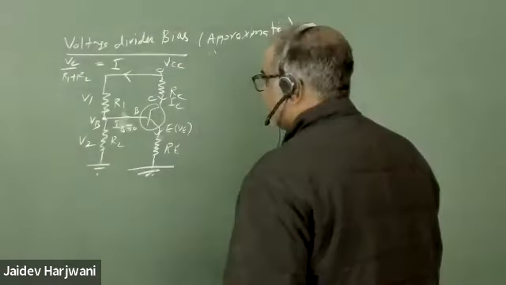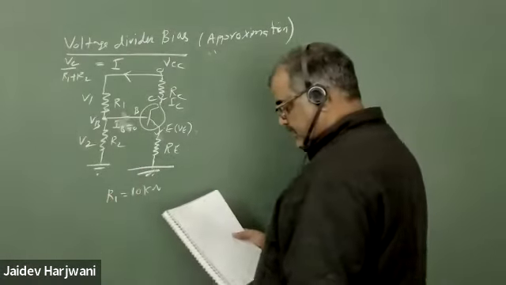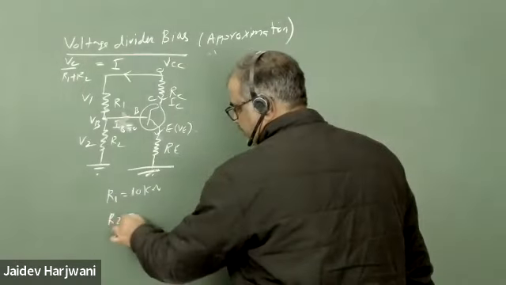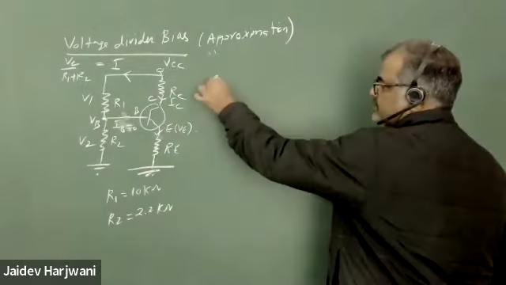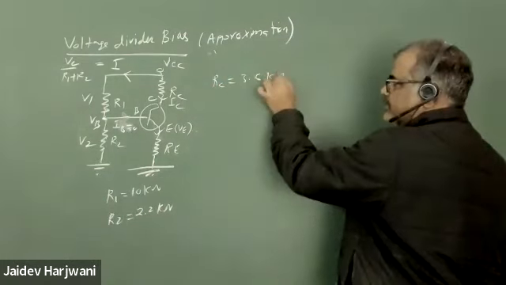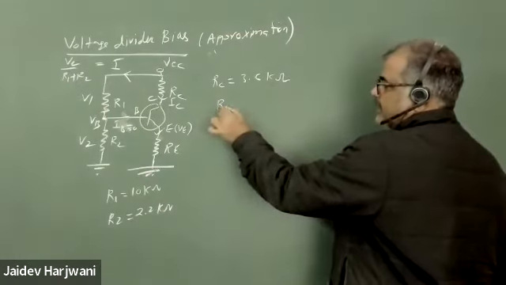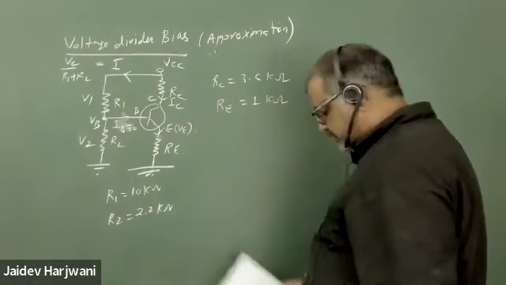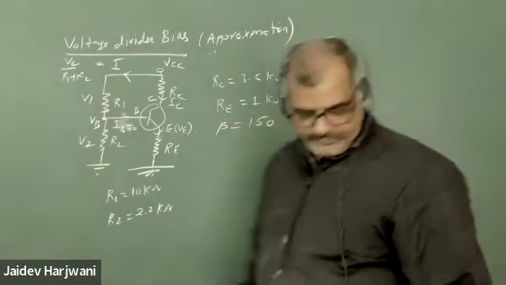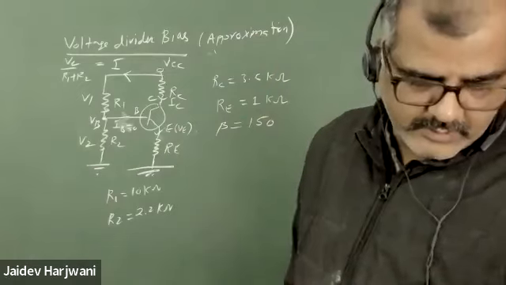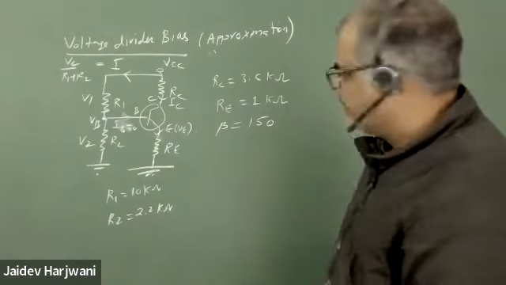Suppose you have been given R1 value equal to 10 kilo ohm, R2 value 2.2 kilo ohm, RC value 3.6 kilo ohm, and RE value 1 kilo ohm, and you have been given beta equal to 150. So this is given. Now you can quickly solve the circuit. You can find what is IC in the circuit.